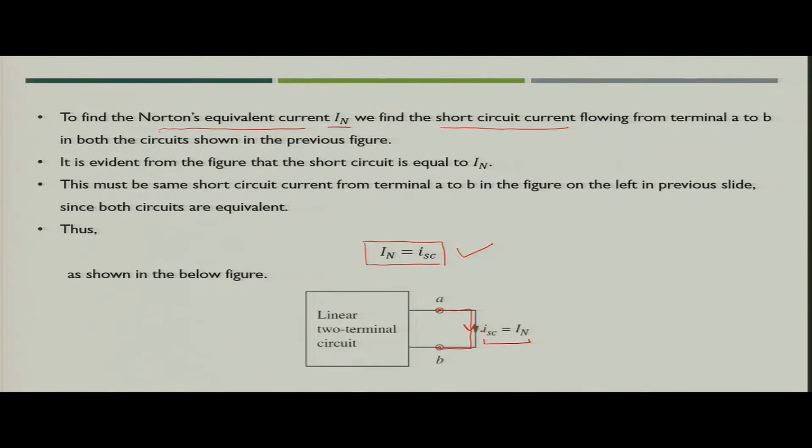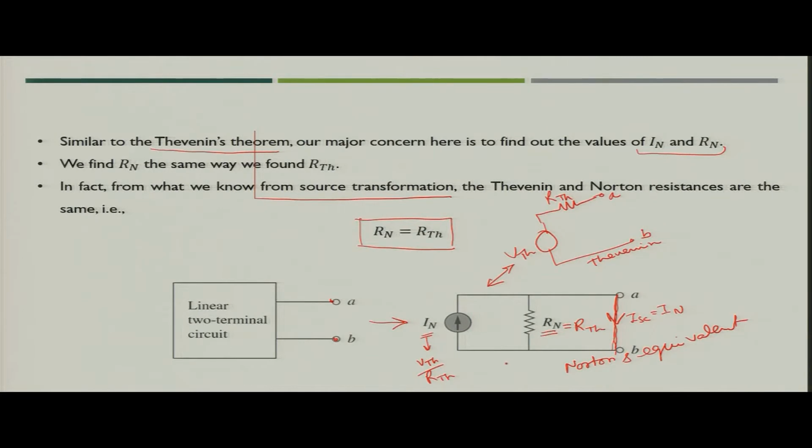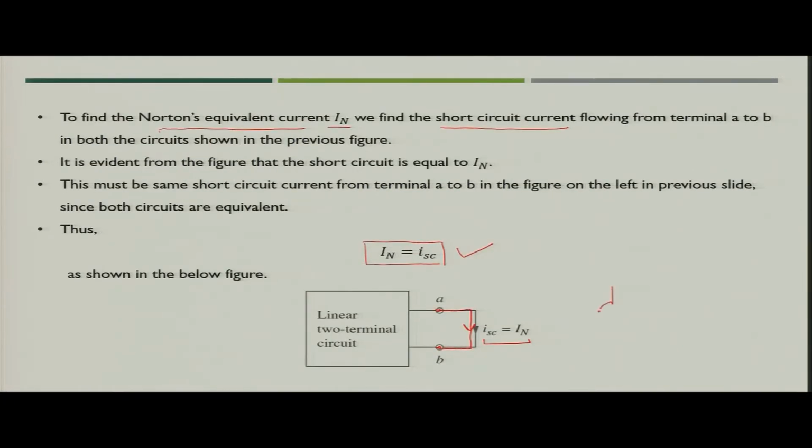So, in that way what can we say? If you draw Norton's equivalent circuit here, with the resistance Rn and current In between A and B, and compare these two circuits, we can say that they are equivalent because their VI characteristics at terminals A and B are the same.